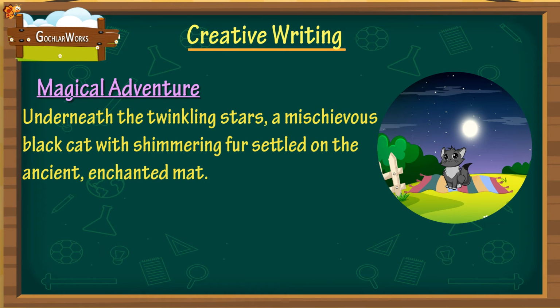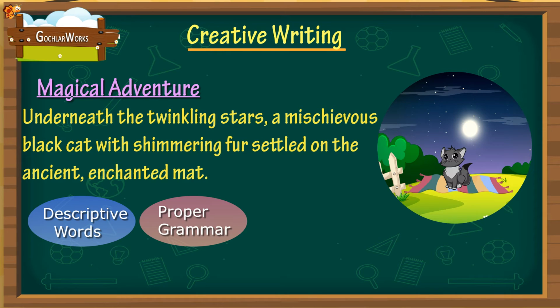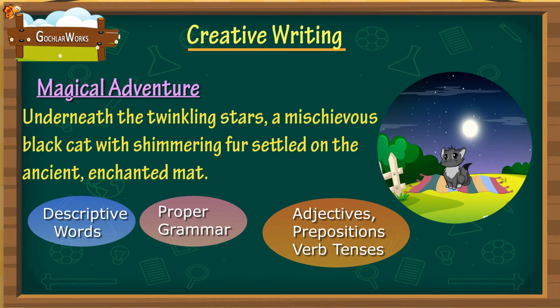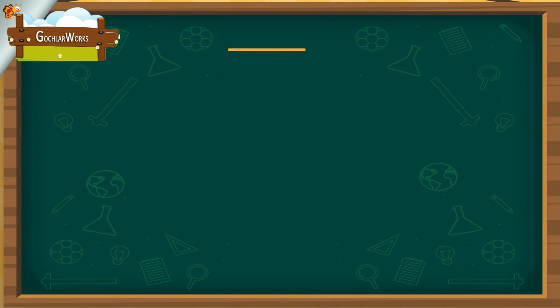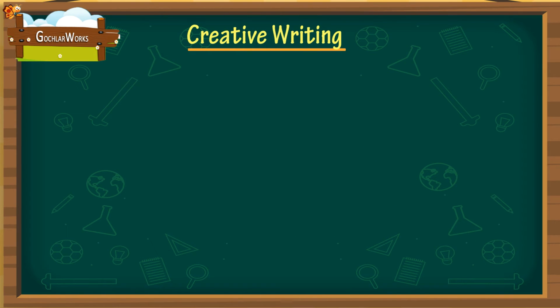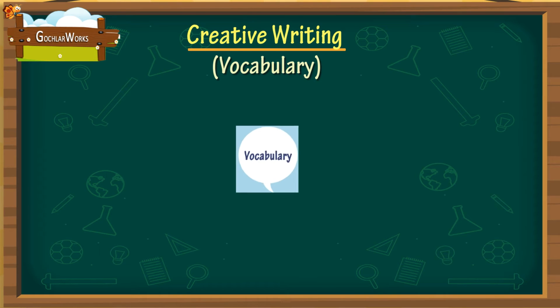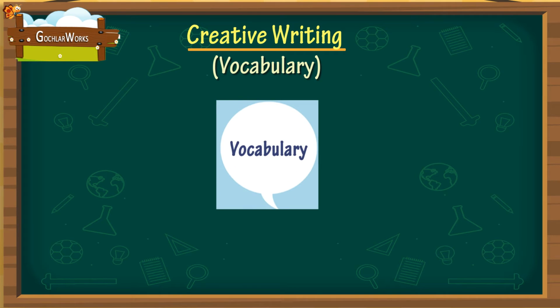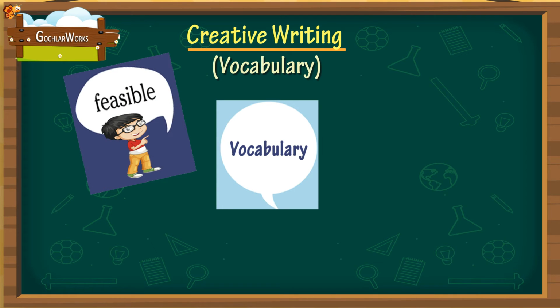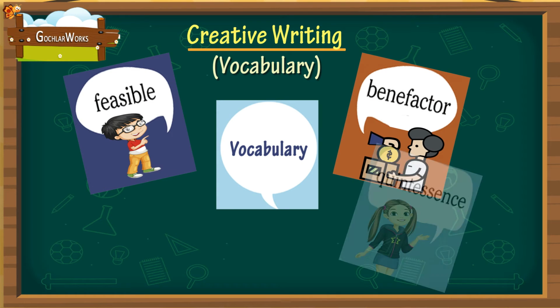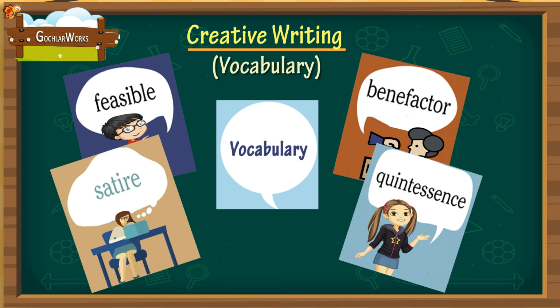See how the use of descriptive words and proper grammar brings the sentence to life? The correct use of adjectives, prepositions, and verb tenses helps us create a vivid image in the reader's mind. Now, let's talk about another important aspect of creative writing: vocabulary. Having a rich vocabulary allows you to choose the perfect words to create atmosphere, evoke emotions, and engage your readers. It helps you paint a more colorful picture with your words.